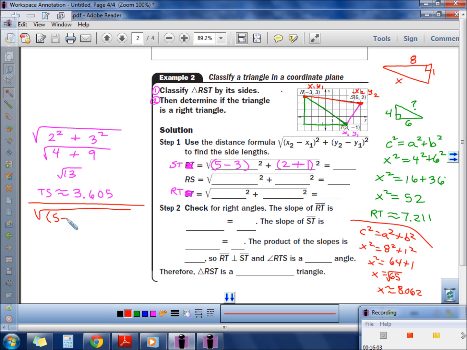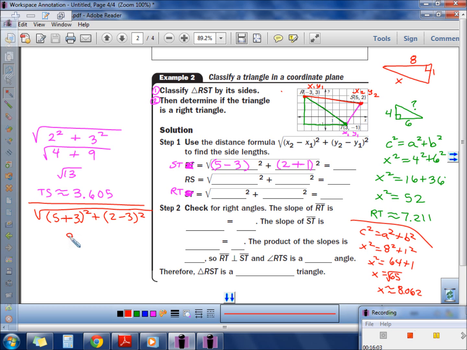My x2 is 5 minus negative 3. You always put down a minus, then you write down the next number. So I put down a minus, then I wrote down our x1. Plus in between, and now I do my y. So that is 2, bring down a minus, then write the other term, 3. And square that at the end.